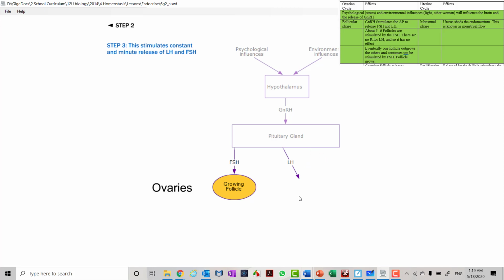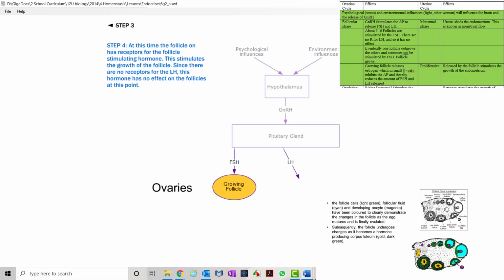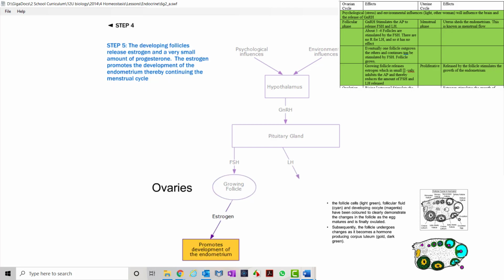Nothing happens. But the FSH has receptors found in the ovaries on the follicles. So inside the ovaries are these little tiny follicles that house the ova and the oocyte. And the follicle stimulating hormone, like any stimulating hormone, will cause that target to be stimulated and to grow. So the follicle will get bigger and bigger and bigger and bigger. And as it gets bigger, it will only have receptors for follicle stimulating hormone.